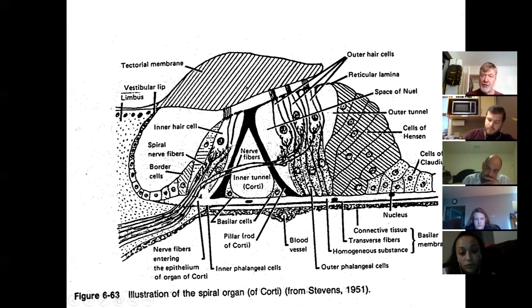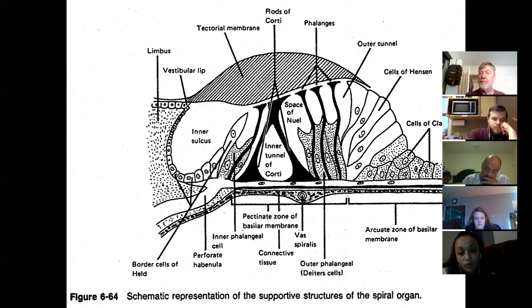So the direction here, follow my cursor, is this way. And outer hair cell direction is this way. So it's a two-way street. The brain's talking to the cochlea, and the cochlea is talking to the brain.